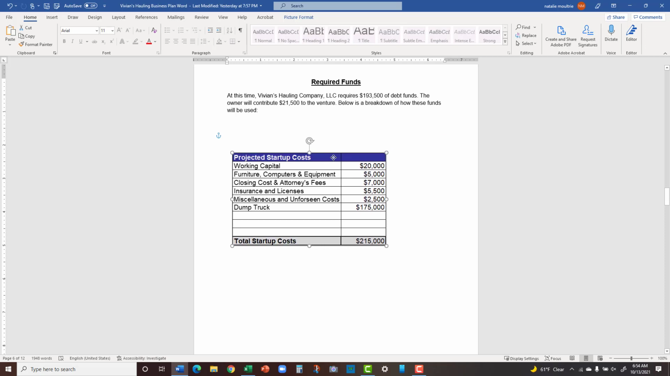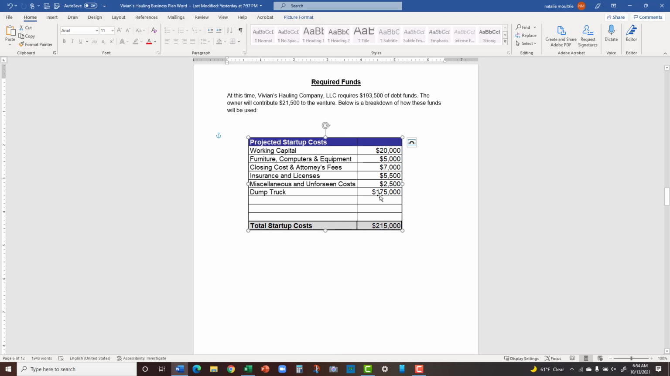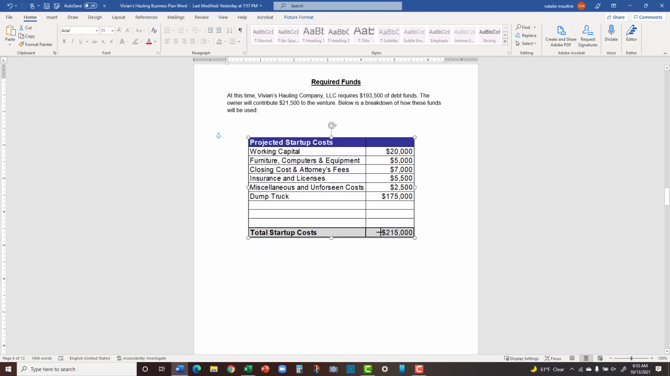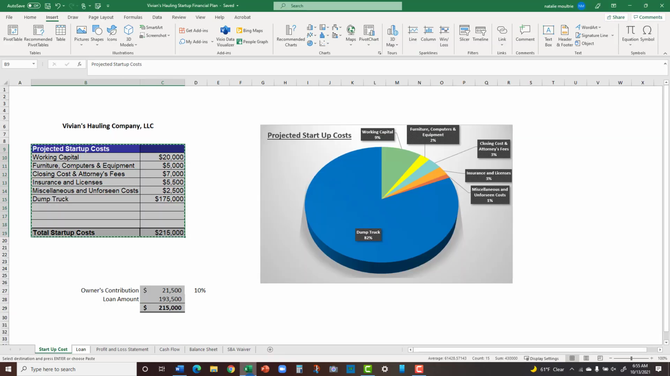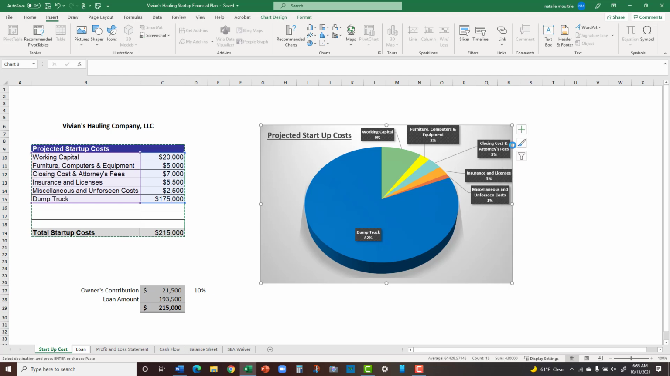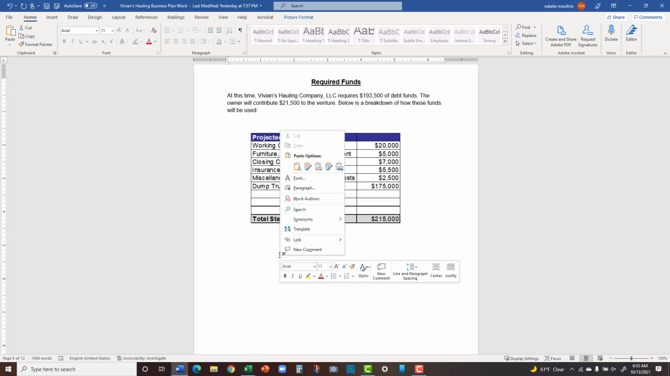All right, so now we can move the table and adjust it to where we want it on the page. You can also resize this table by simply dragging the corner. Okay, so we have that in place. Go back to the spreadsheet. We're going to do the same thing. Right click, select copy, come back to the business plan. We're going to right click and under paste options, select picture.